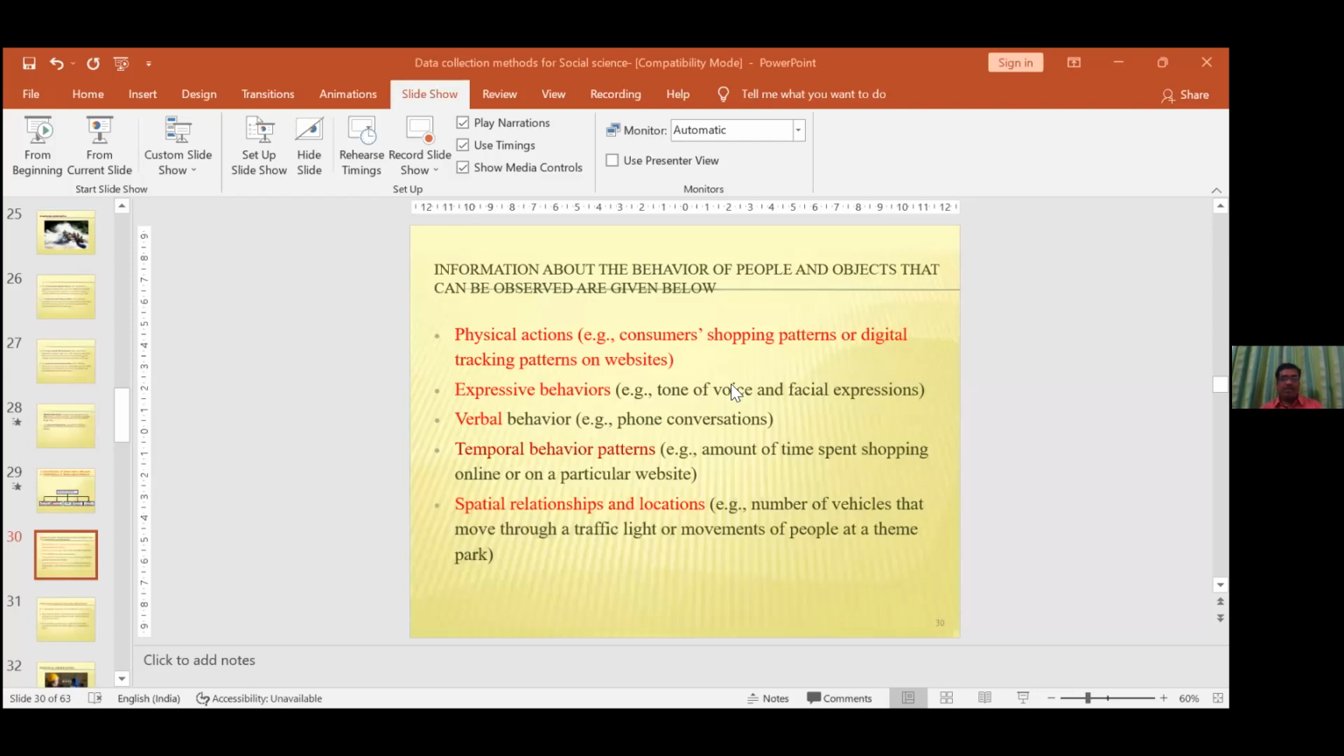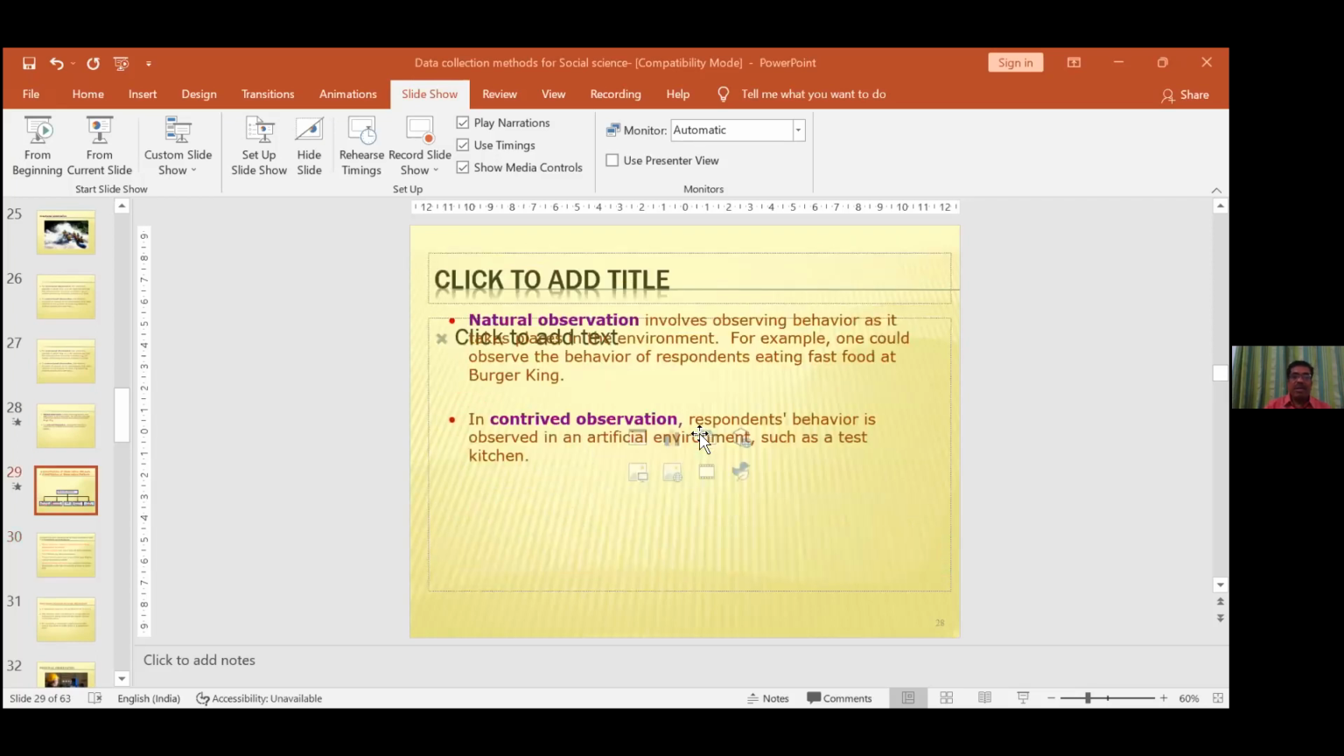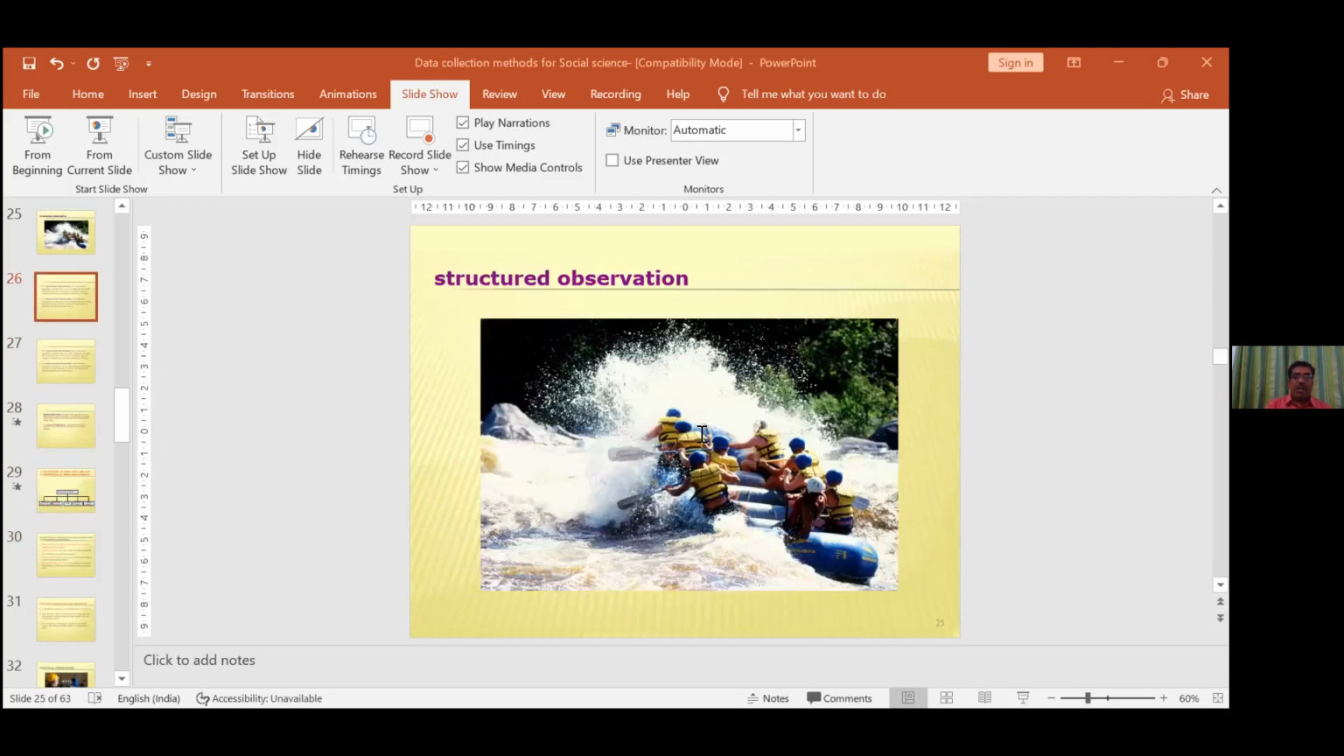Similarly, say for example, you want to check the number of vehicles that move through traffic lights or the movement of people at a theme park. You would like to know the traffic movement of the theme park. How many people visited in the early morning, at 10 o'clock, 12 o'clock, evening time? You cannot collect this data by administering a questionnaire. You can collect this data simply by the observation method. Okay.